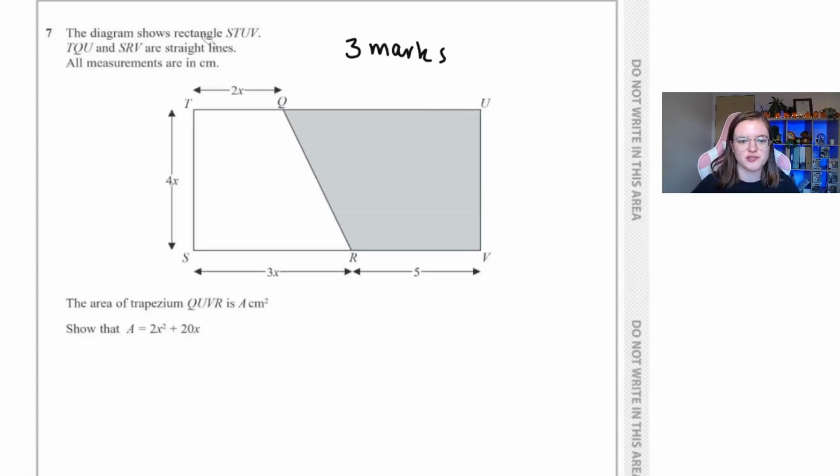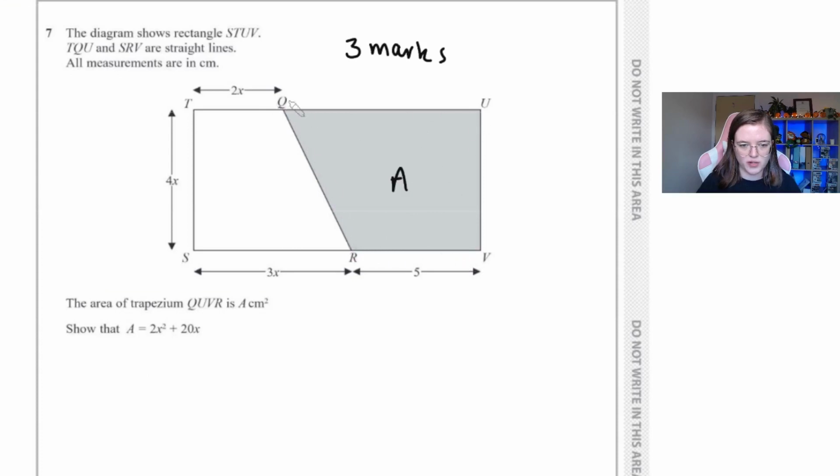The diagram shows rectangle STUV. TQU, which is this line here, and SRV are straight lines, all measurements in centimetres. The area of trapezium QUVR, the shaded one, is A. A is 2x squared plus 20x, which means find the area of A, that's all. So we need to find the area of this guy.